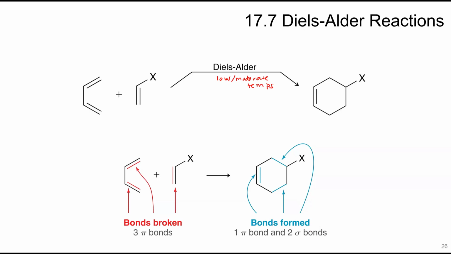If you cook up these reactions too much, such as over 200 degrees Celsius, what we can see happening is the product would form and then it would revert back. This is what we call a retro Diels-Alder. That is 200 degrees Celsius.